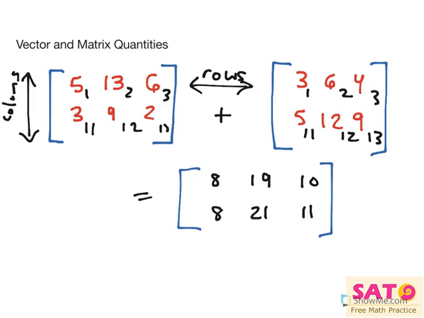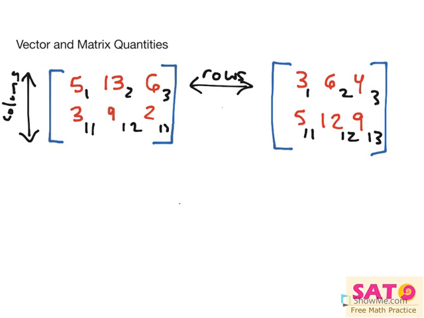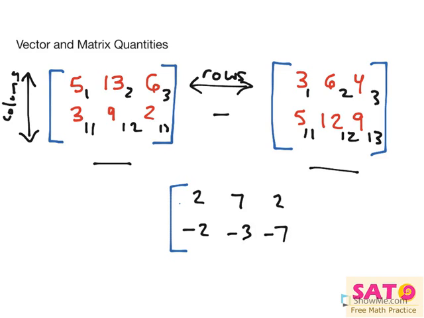What else can we do? Well, we can subtract as well. So let's do that. Let's subtract. And if we subtracted, we would get 2, 7, 2, negative 2, if we're doing this subtracted by this, and negative 3, negative 7. What else can we do? Well, we have addition, subtraction.